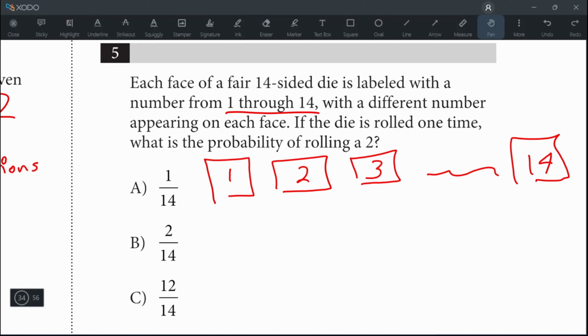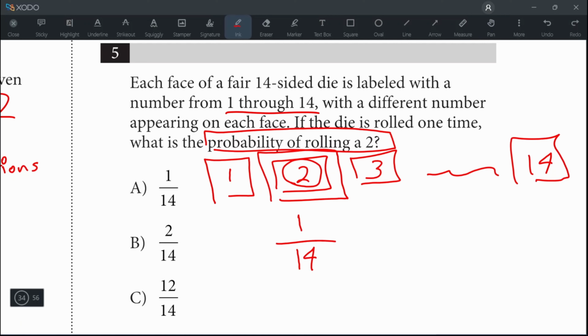And then he asks us what's the probability of getting a face that has the number 2 labeled on it. So we only have one face that has the number 2, right? The other 13 faces have different numbers, and we have 14 faces in total. So the answer is 1 over 14, which is choice A, right? And this question is about probability.